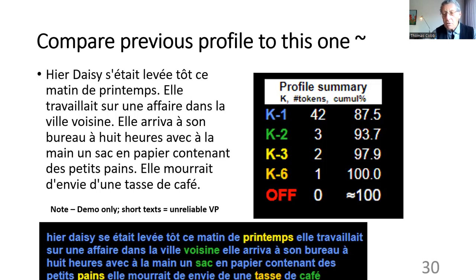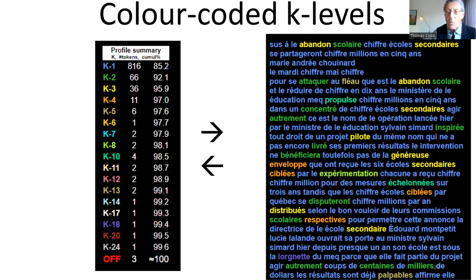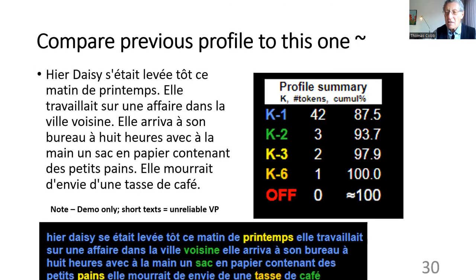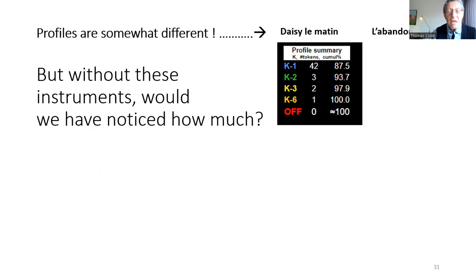So it's pretty simple. But look at this text. K1 is 87% of this text, whereas if I go back, K1 was 85%. Now that may not sound like a lot, but this is only a little wee text and it makes a big difference. If you look down below, there's a lot more blue in this text than there was in the other.